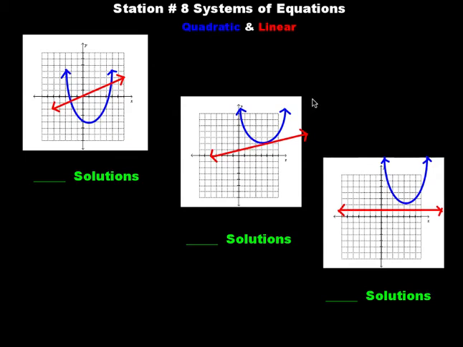Systems of equations. All right, now just by looking at these, you can tell how many solutions they have. The first one is a quadratic and a line. All these are quadratic and linear. So right there and right here, there's two solutions. Solutions, when you have a system, are where these graphs touch.